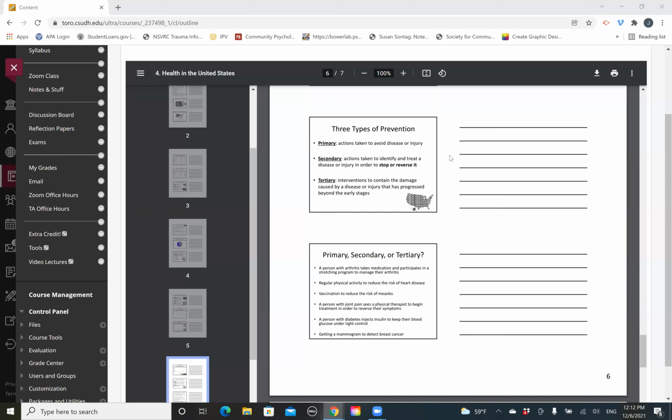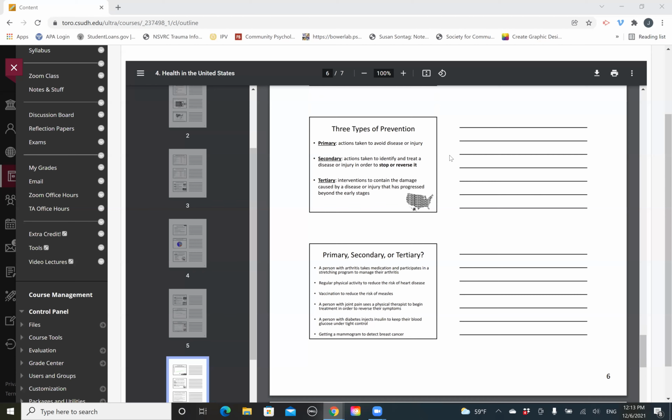So let's say there are three sisters, that wouldn't be twins, they're triplets. And they all have the same genetic vulnerability for type 2 diabetes, right? Sister 1 takes advantage from the beginning, watches her diet and her exercise and doesn't smoke, etc. So she's taking primary preventative steps.